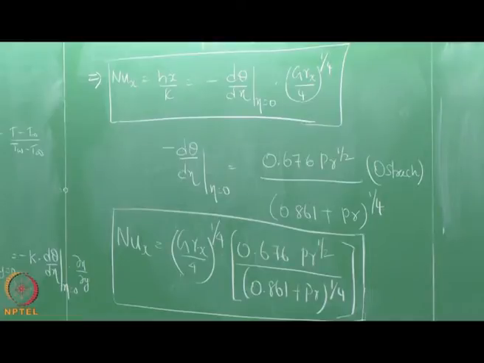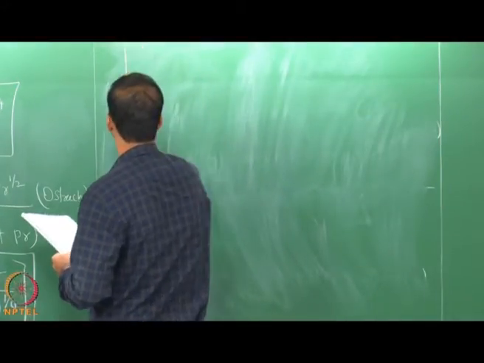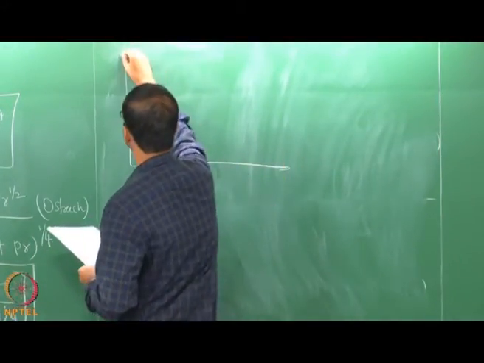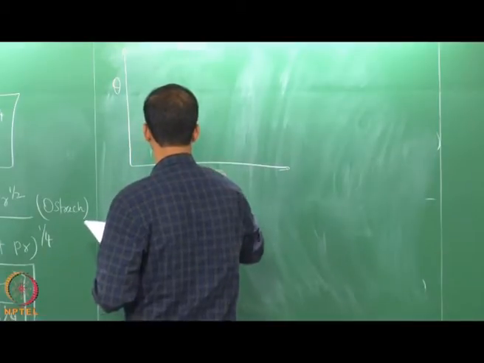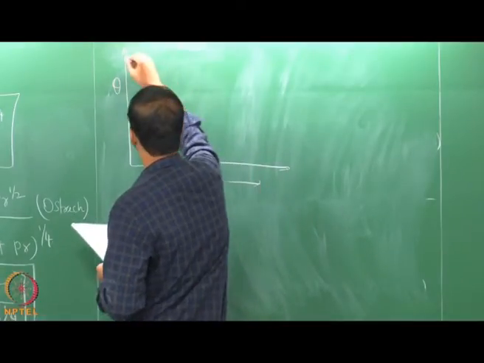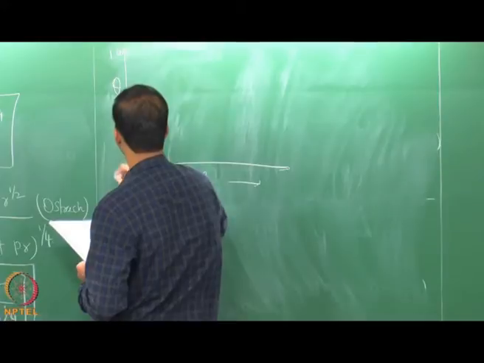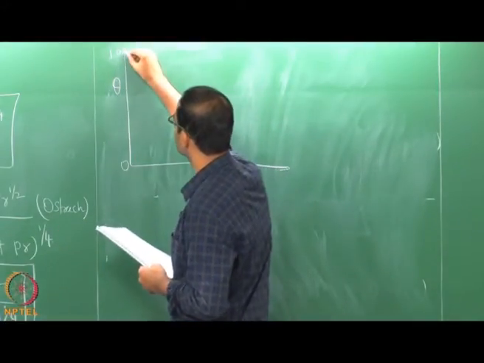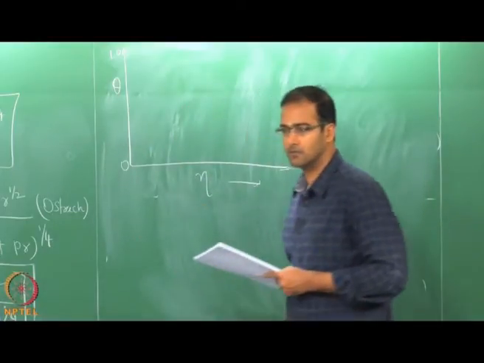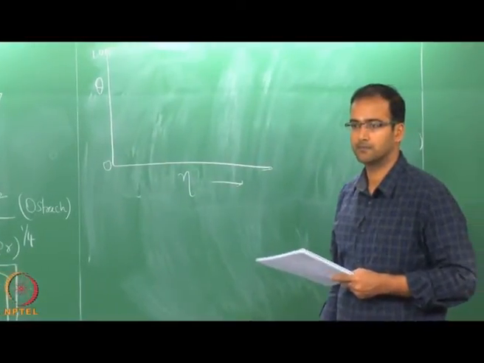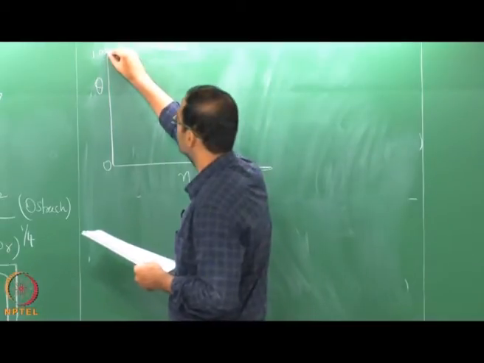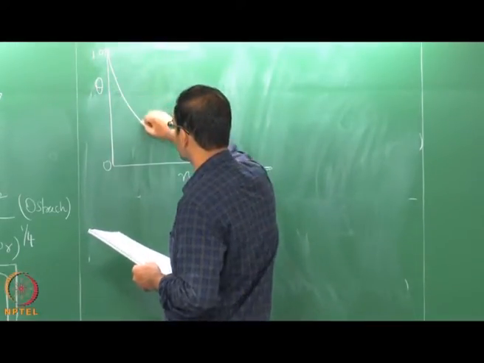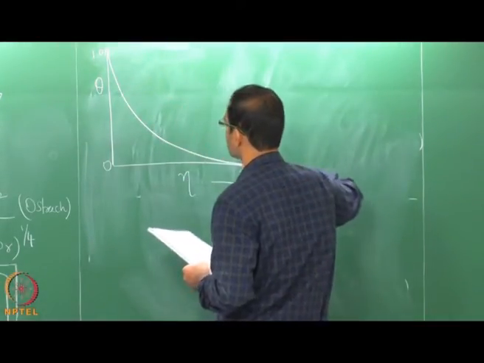df by d eta, which is nothing but u by u ref, and theta. So, first I will show the variation of theta, which all of you are mostly familiar with. So, this is 1, 0. So, eta going from 0 to a large value. So, at eta equal to 0, T equals T wall, right. So, this will be equal to 1, and then for large values of eta it will decay to 0.